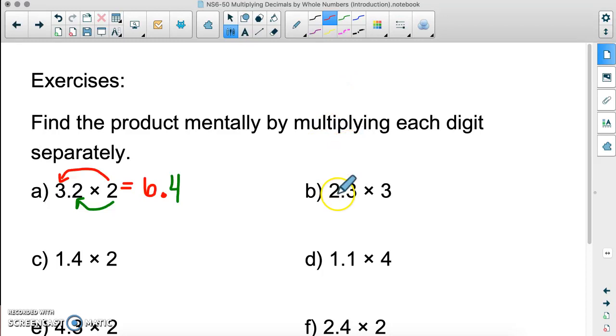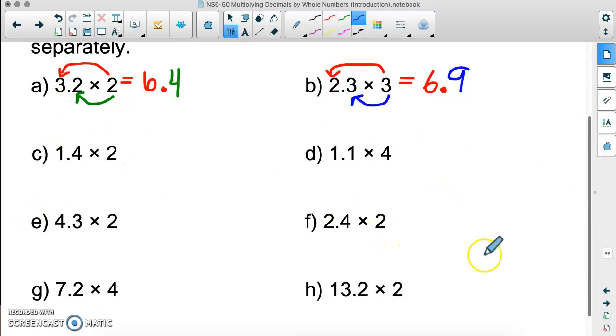Let's try B together. So we have 2.3 times 3. I'm going to start by multiplying my 1's digit by 3. So this is going to equal 6. My decimal place goes in the same spot. Now I'm going to take this 3 and multiply the 10th digit. So 3 times 3 is equal to 9. So my answer is 6.9. I want you to try C to H on your whiteboards, and then you're going to resume your screencast.